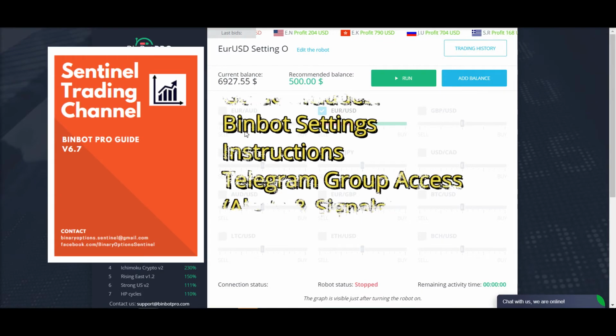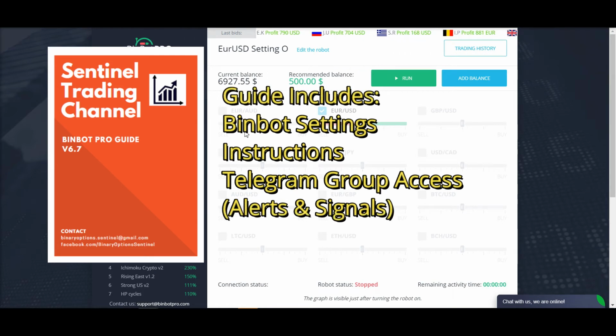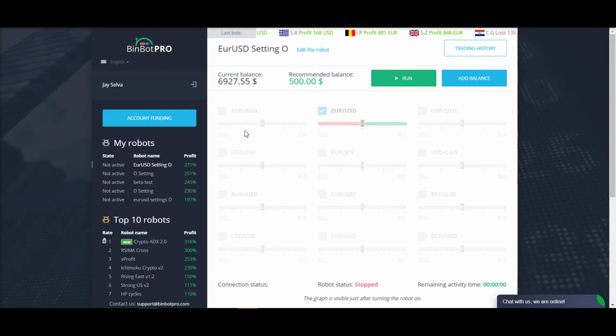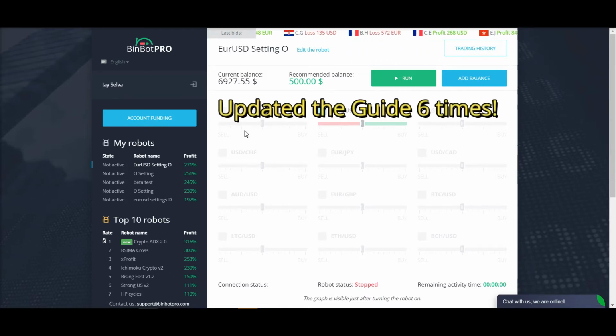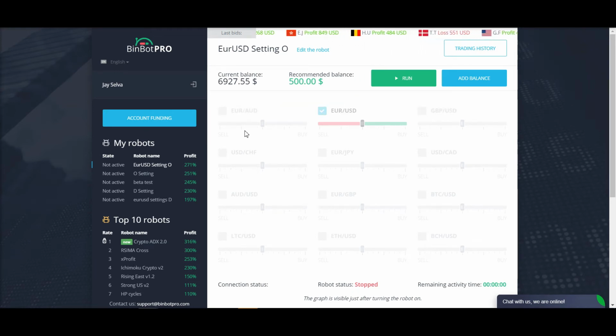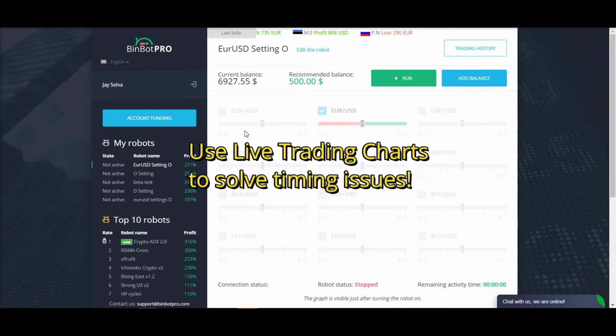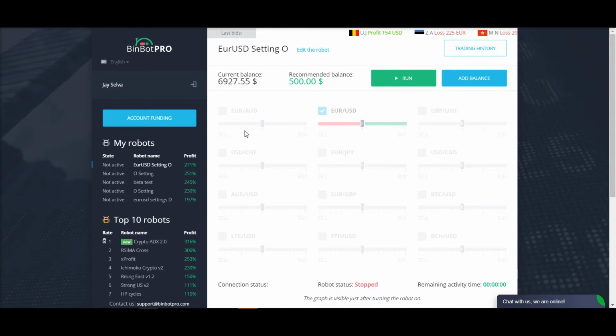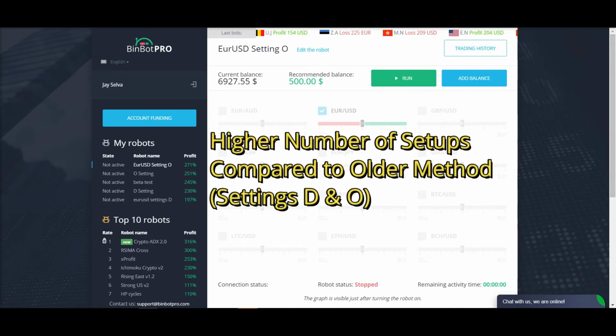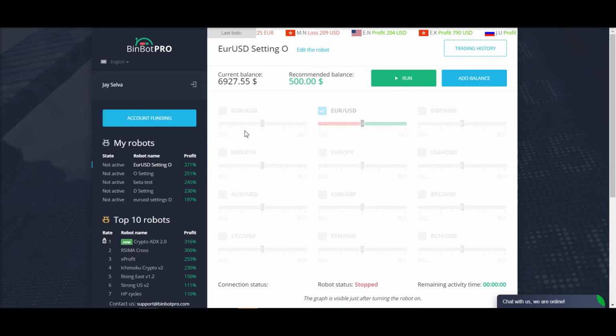To aid Binbot Pro, I developed a certain guideline in my PDF guide to achieve consistency. If you're watching the video right now, the timing is really perfect. I've modified the method about 6 times, and this would be the 7th time, which seems really exciting. It's exciting because Binbot Pro is able to pick up more good trades using new settings paired with charts to help with the timing issues, meaning it has a higher number of setups and accuracy compared to the slower pace Settings O and Settings D method.